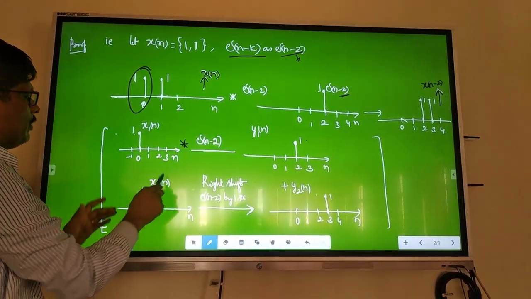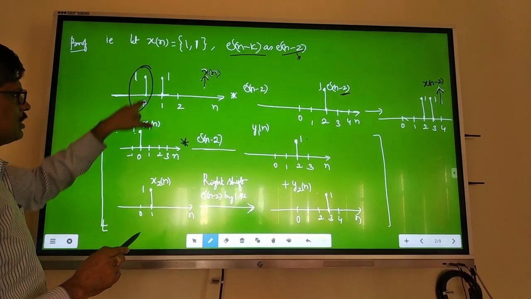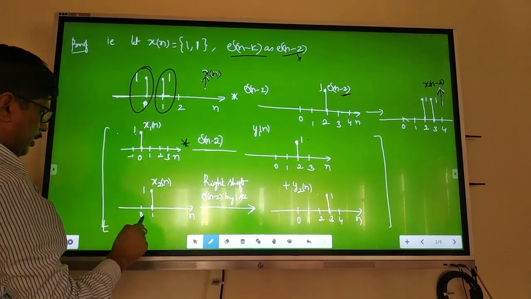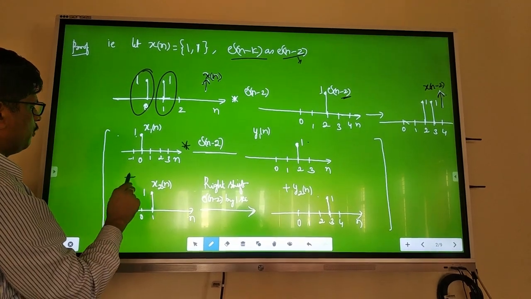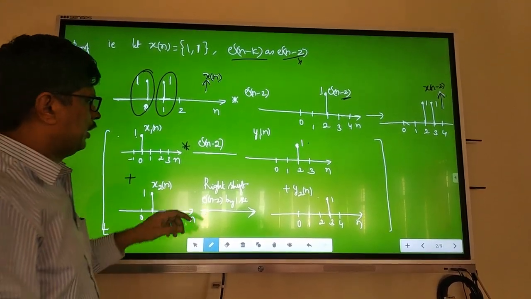Over. Next, take the second individual sample, the shifted sample. This is the second individual sample. At 1 it is 1. Now see x2 of n. Now this plus this you have to do later.